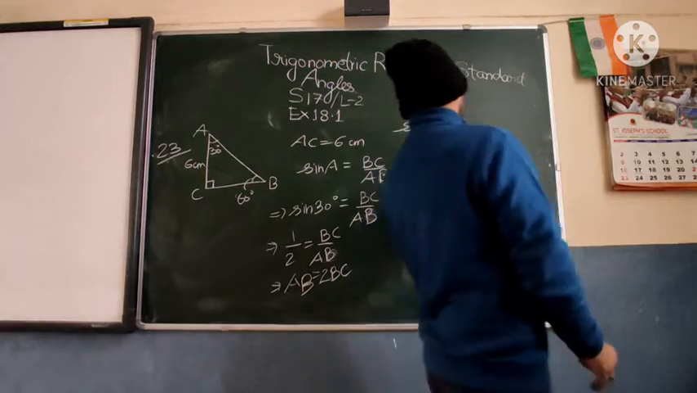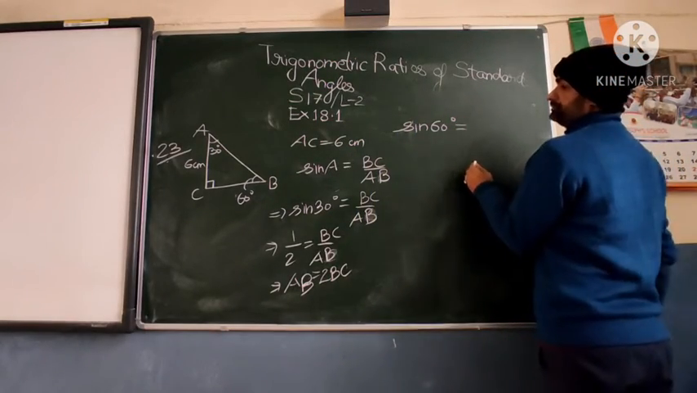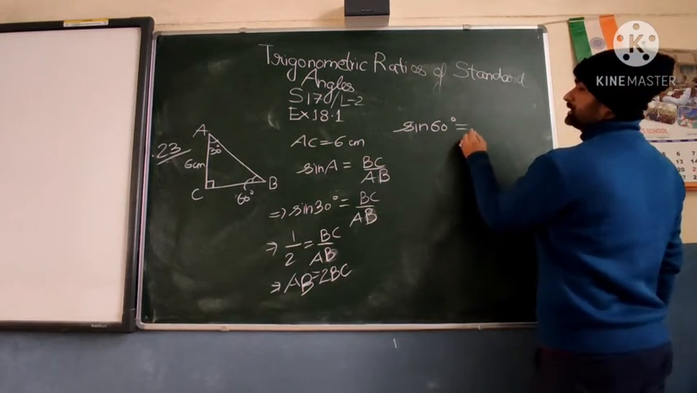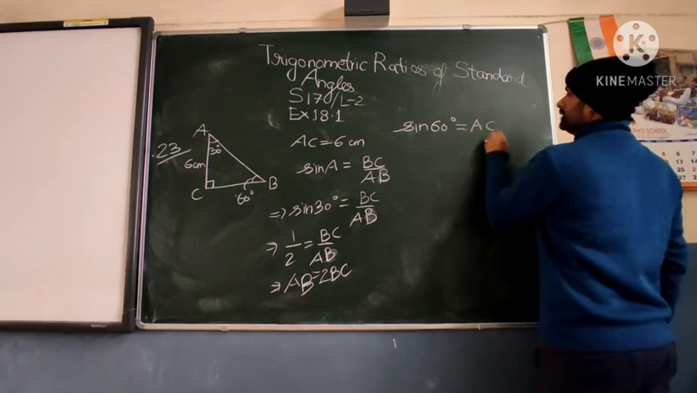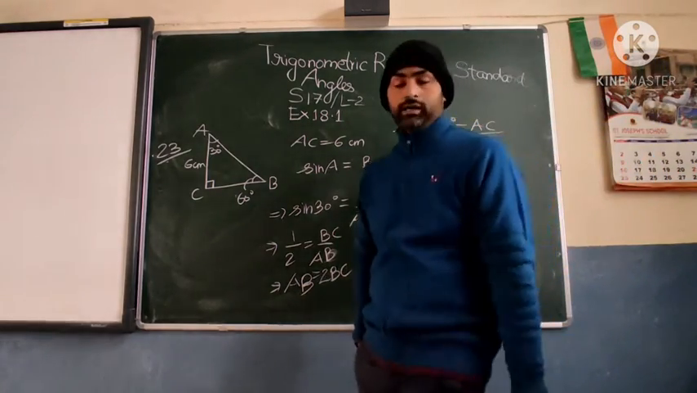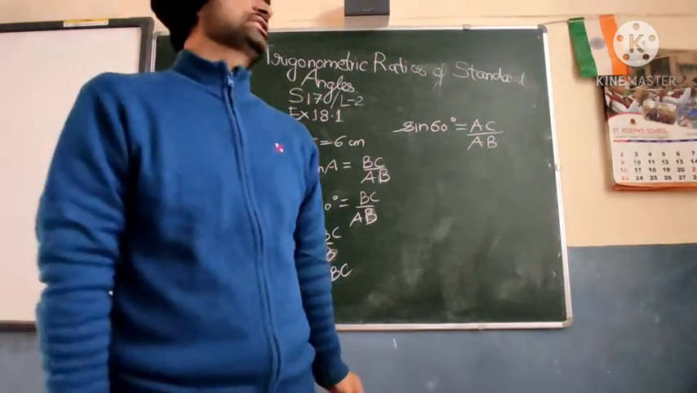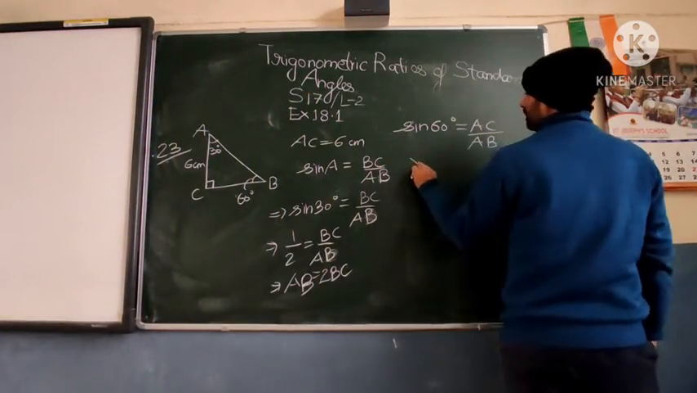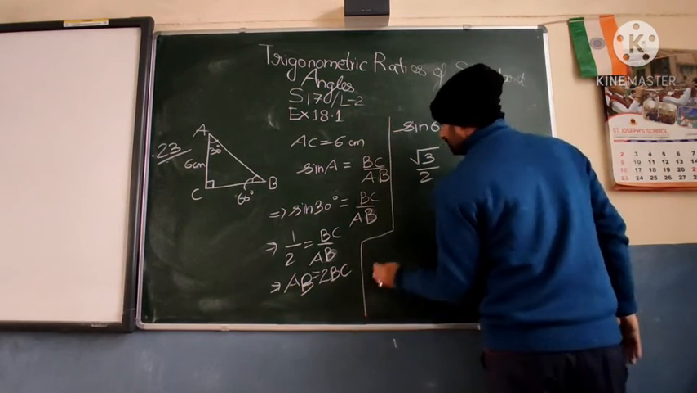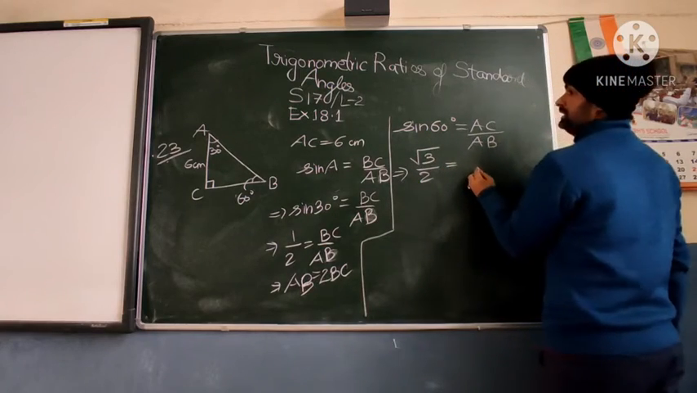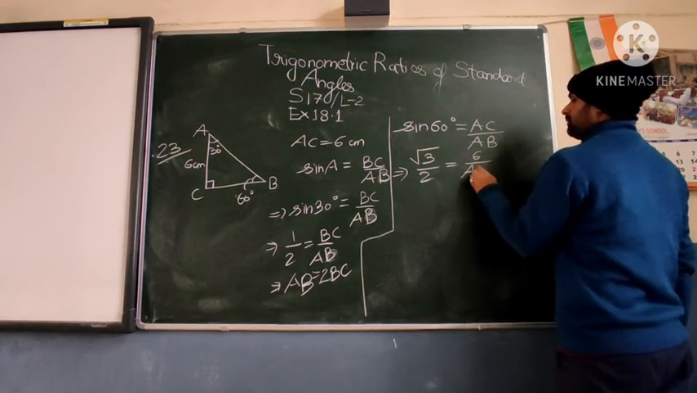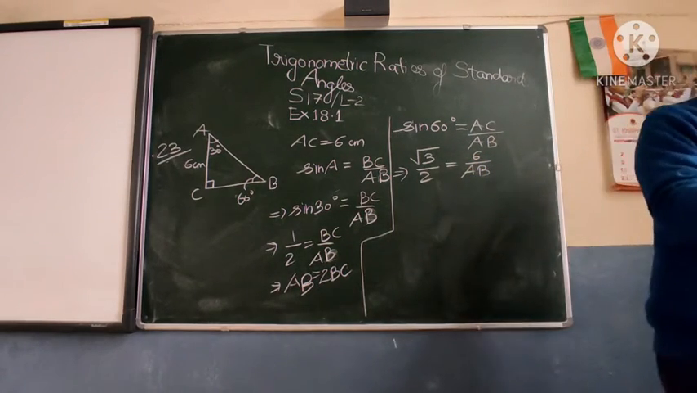So sin 60 is what? Sin 60 will be perpendicular, that is AC, upon hypotenuse, that is AB. Now what is sin 60? Sin 90 is 1. That means 4 by 4. That means sin 60 will be root 3 by 2. I am drawing the demarcation line here. AC is known to us? Yes. 6. AB is AB only. Sin 60 is root 3 by 2 now.